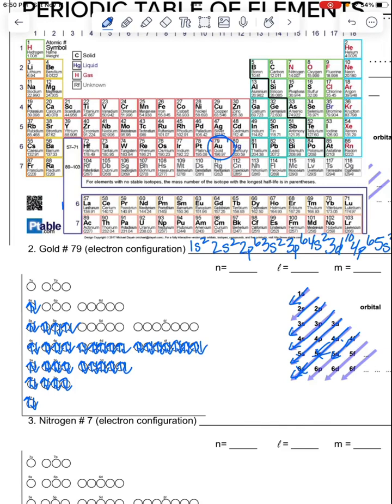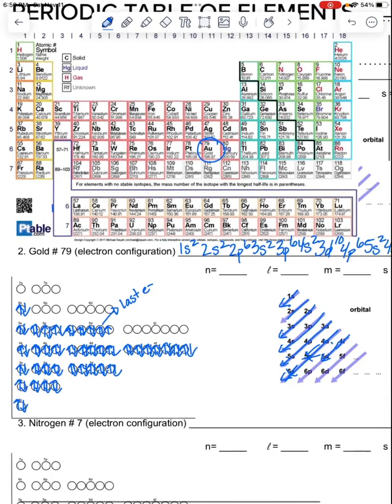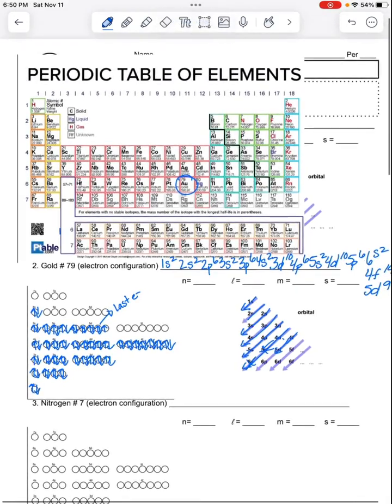And finally, I'm to my 5d, and I have to be careful here. I'm going to go up, up, up, up, up, and I'm going to double up. Okay, and I am out of electrons, and that one wasn't my last one. This one going down, that one was my last electron. So that is the one that I am going to use to write my quantum number.